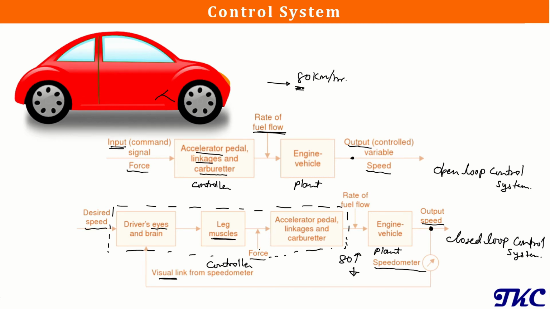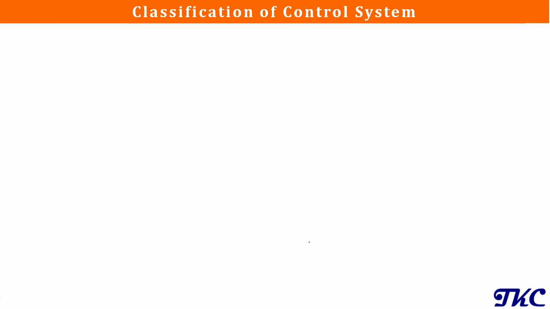So in this way, based on the type of system that we are having, we can represent that in the form of block diagram. Next, we'll look at the classification of control system. So first one is natural control system.